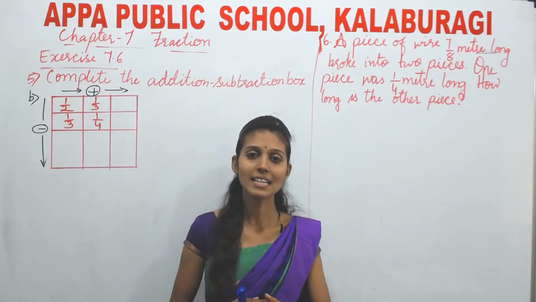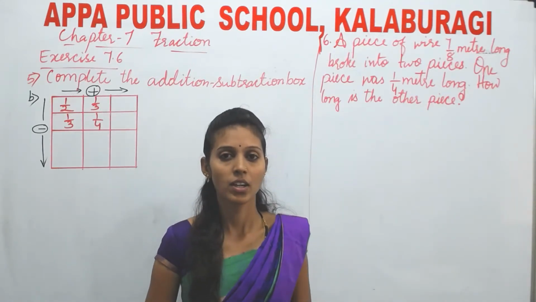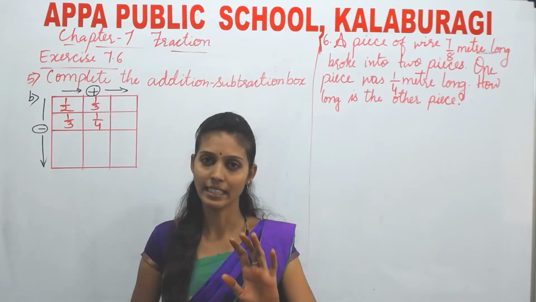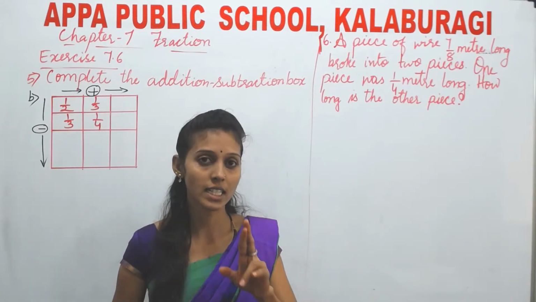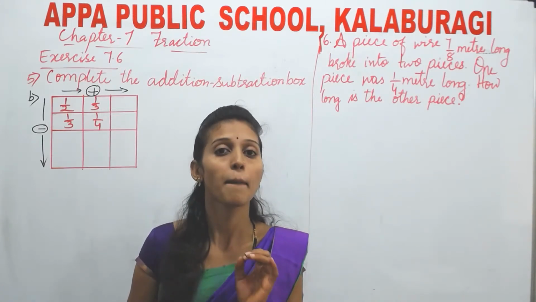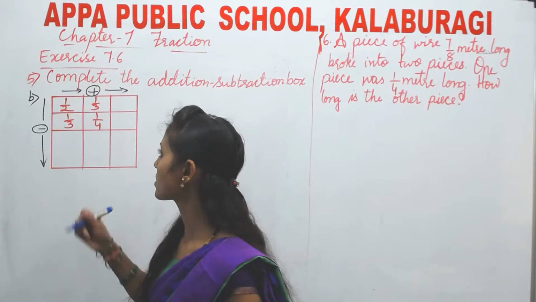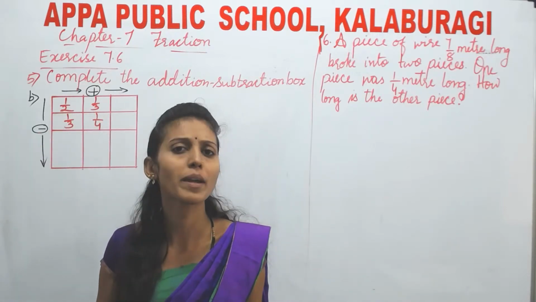In the last clipping, 7.6, we did half of the exercise, isn't it? Okay, half the exercise we solved. And in the fifth problem, in the fifth bit, I said there are two addition and subtraction boxes. The first one you have to solve yourself, because these are like fractions. Denominators are the same. You can do it by yourself.